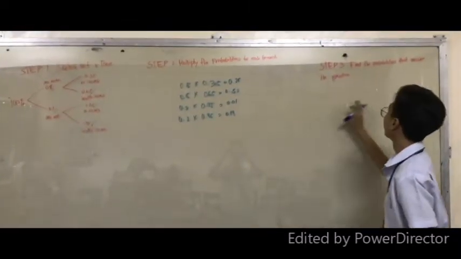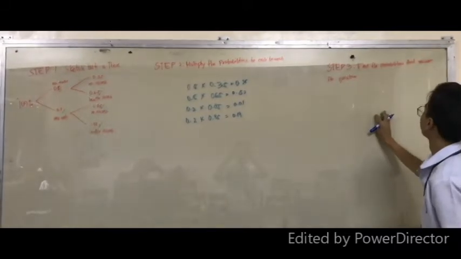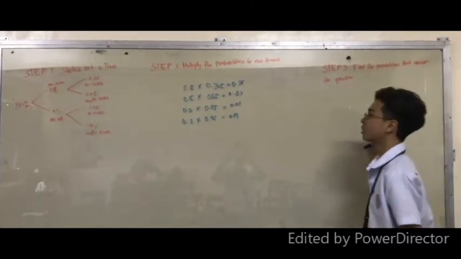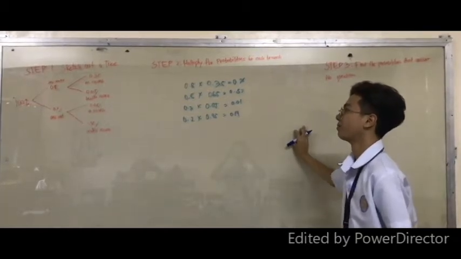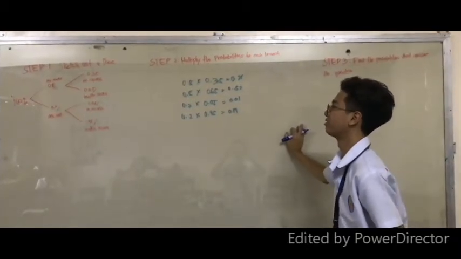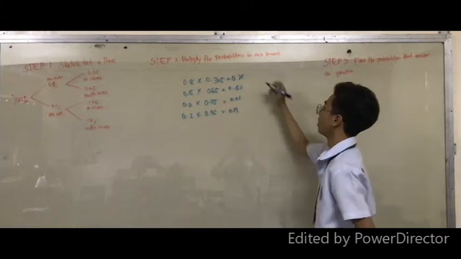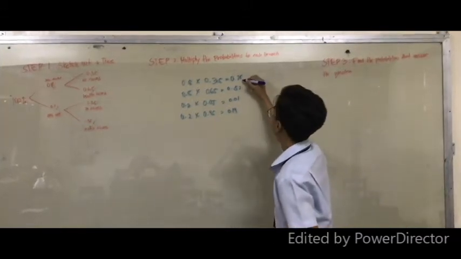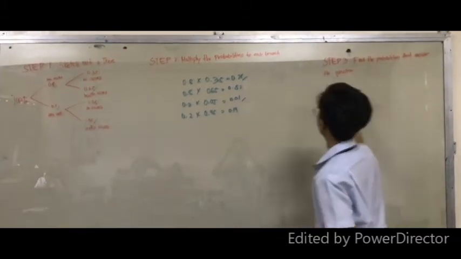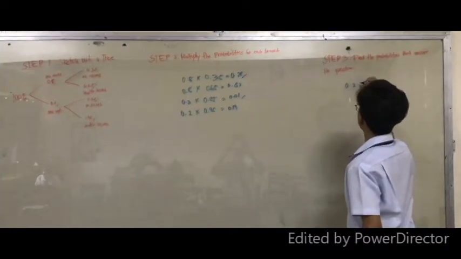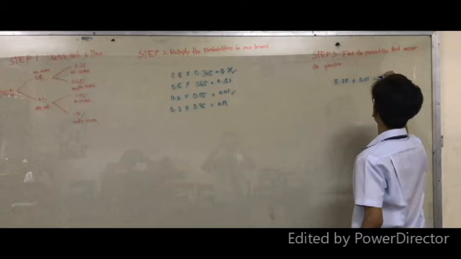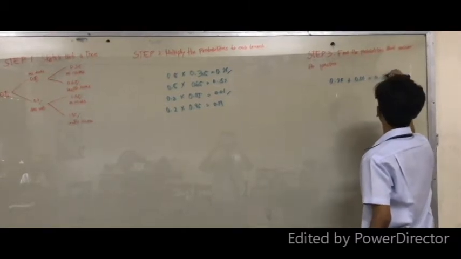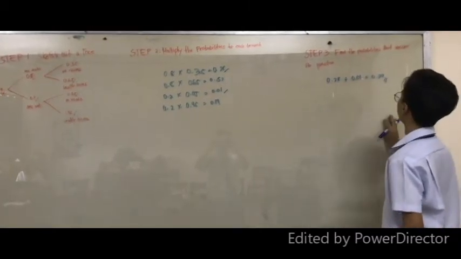Lastly, we have step 3. We find the probabilities that answer the question. So, for our example, we want a random person that doesn't have health issues. So, that's 0.28 and 0.01. We add those both. And we have our answer.